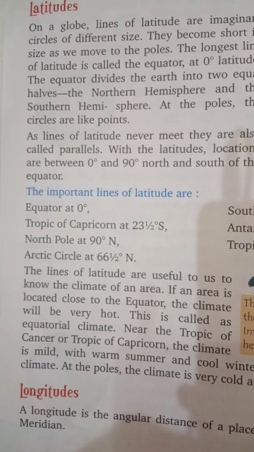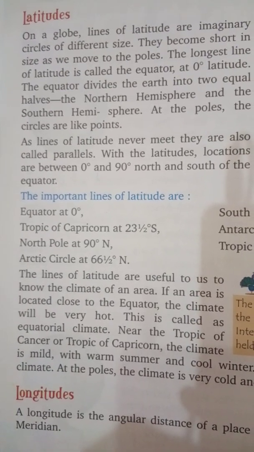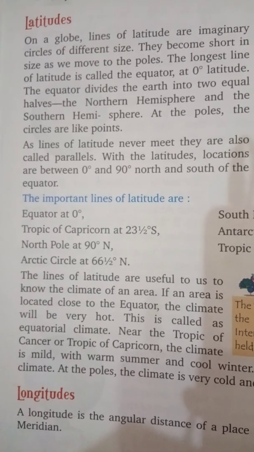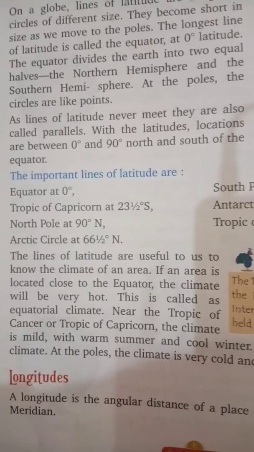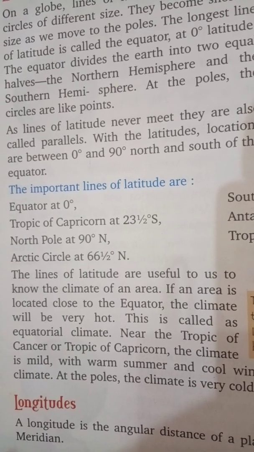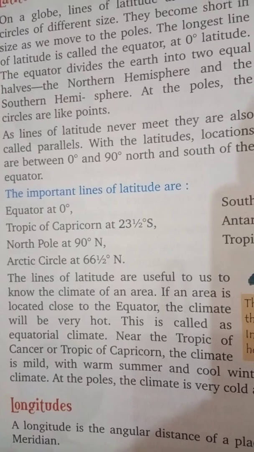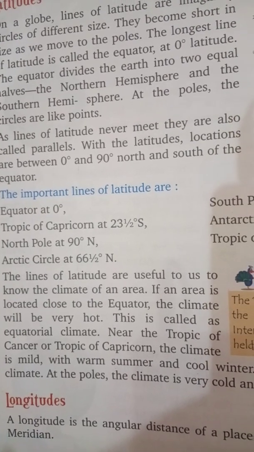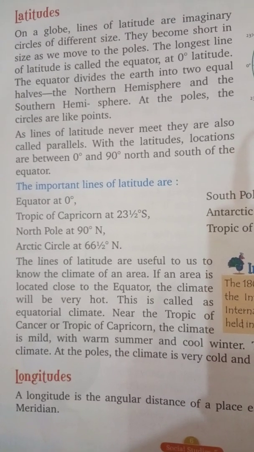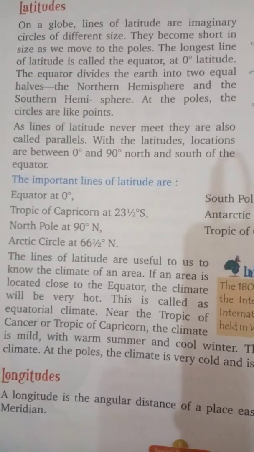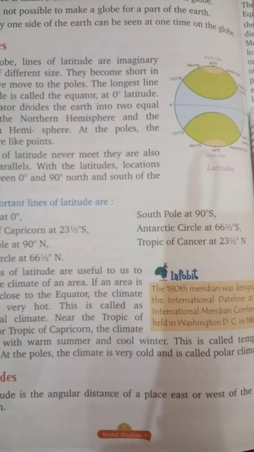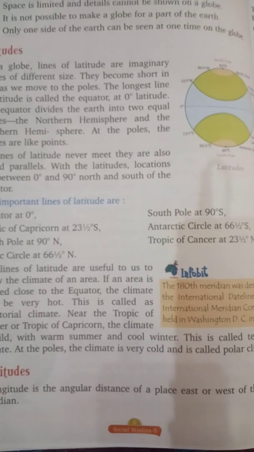If an area is located close to the equator, the climate will be very hot. This is called the equatorial climate. Near the Tropic of Cancer or Tropic of Capricorn, the climate is mild with warm summer and cold winter. This is called temperate climate. At the poles, the climate is very cold and is called polar climate.